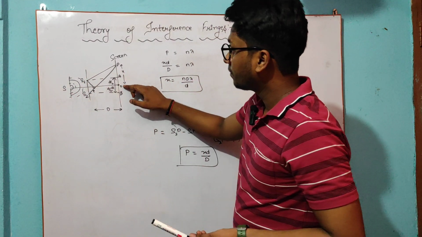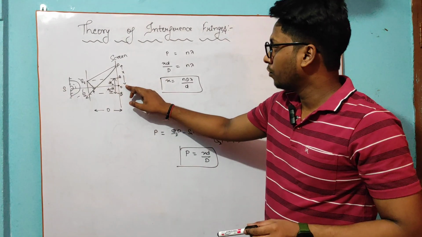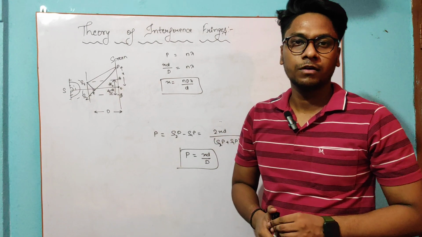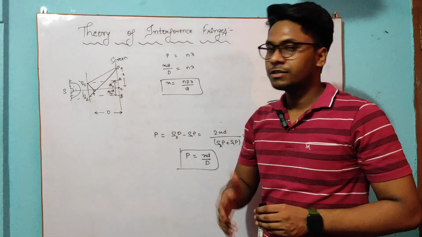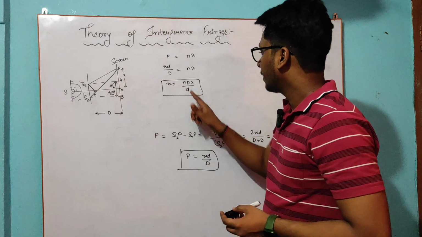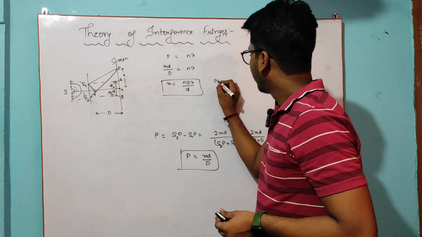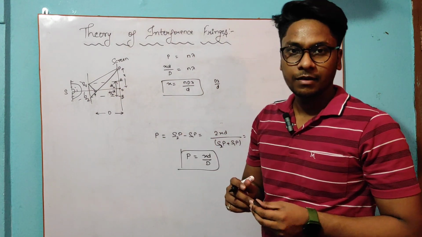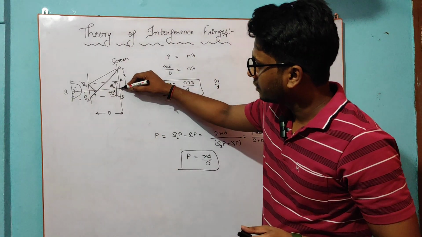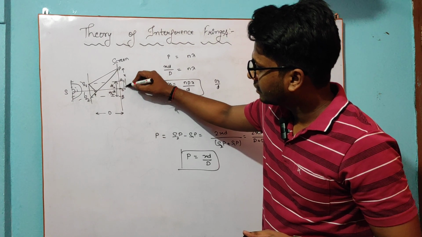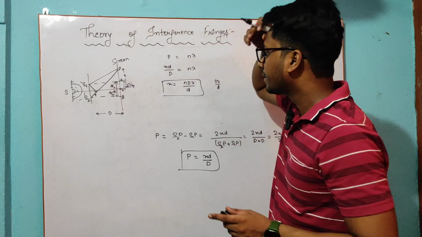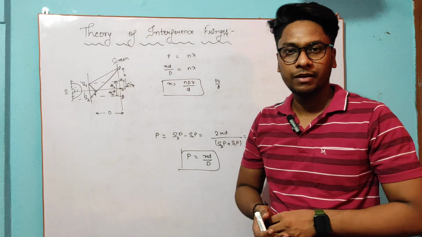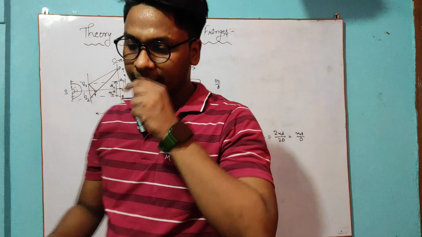This is the position from this central point O at which the maximum intensity is observed, or at which constructive interference occurs. For example, if you put n equal to 1, then we get D lambda upon d. It means that the first maximum is observed from this point O at a distance of D lambda upon d. The second maximum is at 2D lambda upon d, then 3D lambda upon d. Okay, so this is the condition.